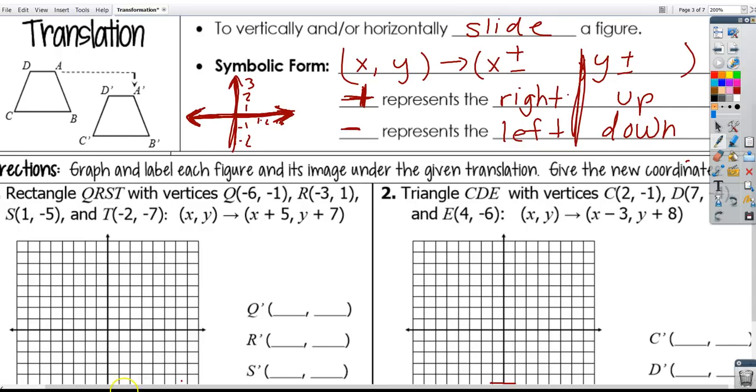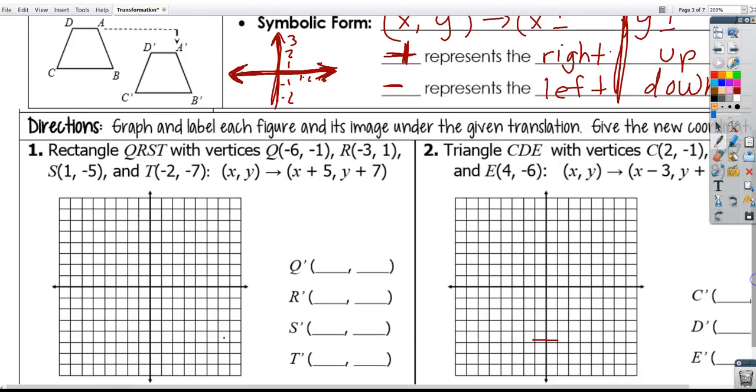Okay, let's go over it. All right, this first guy, we should have a rectangle for QRST. Okay, so our first point is (-6, -1). So we're going to go 1, 2, 3, 4, 5, 6, down 1. We're going to put a dot. This is our pre-image, so that's Q. R is (-3, 1), so 1, 2, 3, and then a +1, so up 1. That's R. S is (1, -5), so 1, and down 1, 2, 3, 4, 5. And T is (-2, -7). Over to -2, down to -7.